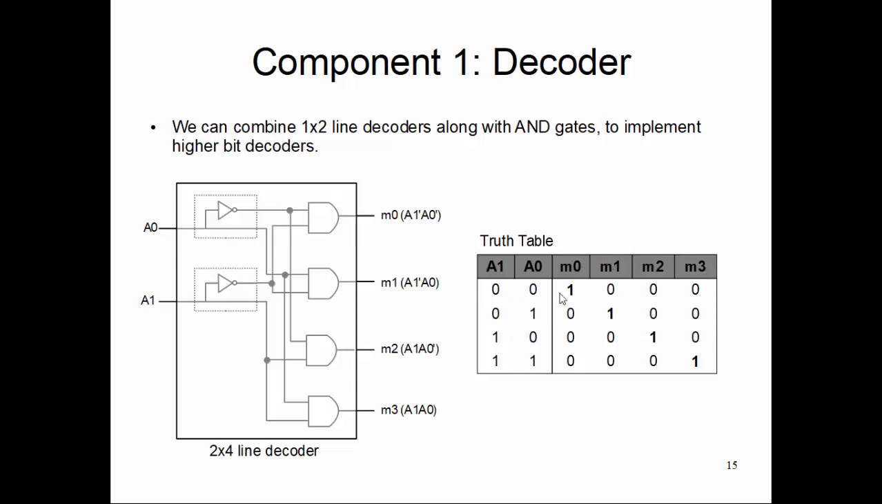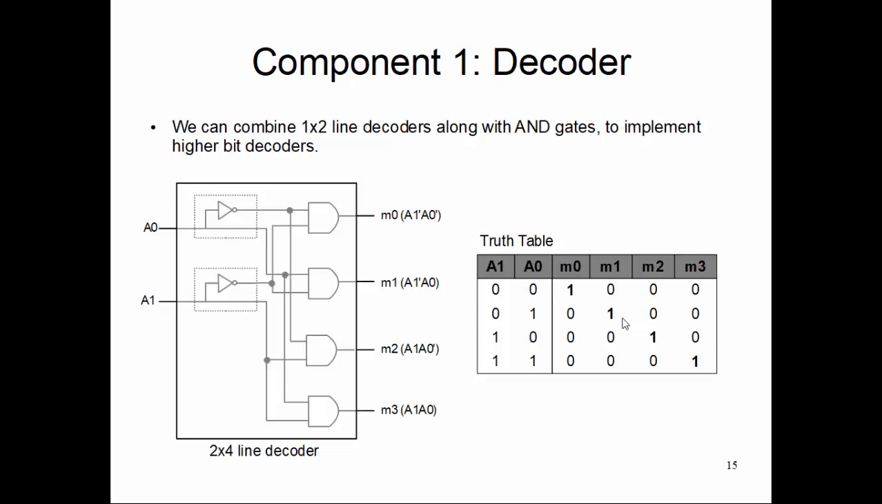If it is 0 0, it is minterm 0, right? That's why it is 1 and everything else is 0. If it is 0 1, it is minterm 1, so minterm 1 should become 1, and everything else is 0. Similarly, minterm 2, minterm 3. So in the whole truth table, you can see your 1 is kind of a diagonal in the table, and the rest of the table is practically filled up with zeros. It's just one bit that is 1 among the 4 output bits for the line decoder.